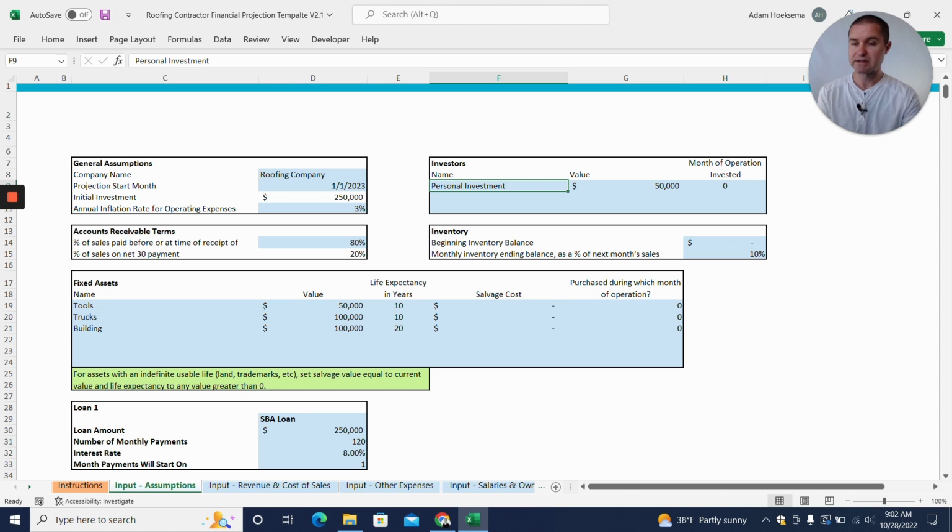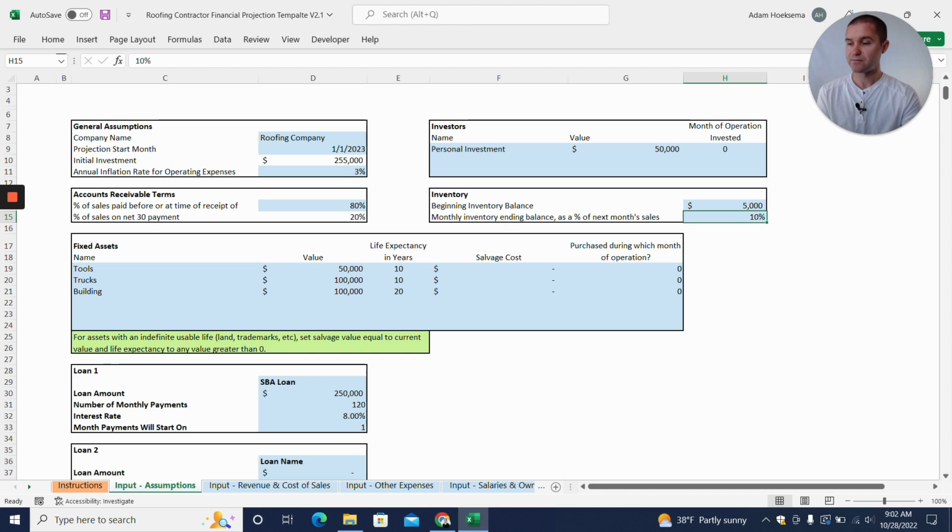You can put in any starting inventory. If you do have any starting inventory, maybe we're going to buy $5,000 worth of starting inventory to get started. You can also have fixed assets. So maybe you're going to have $50,000 worth of tools, $100,000 worth of trucks, and maybe you have a small storage building where you can store your truck, your tools, some inventory. And so we've got a building for $100,000 here as well.